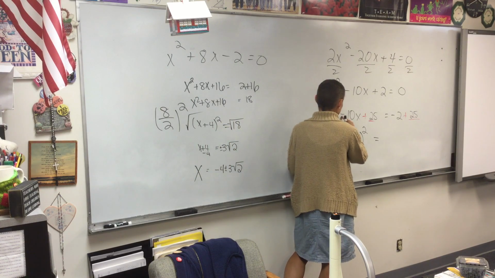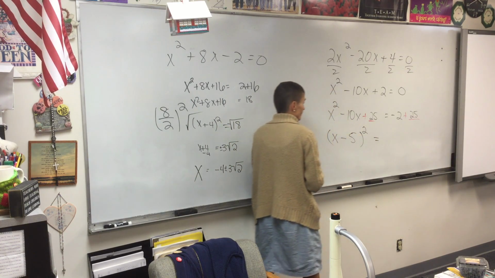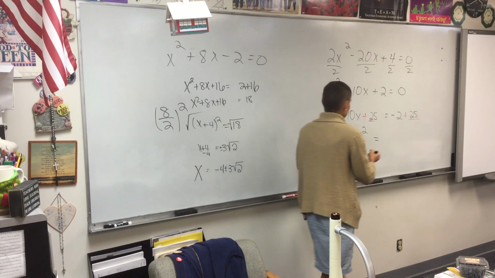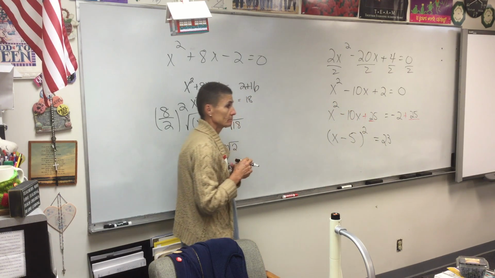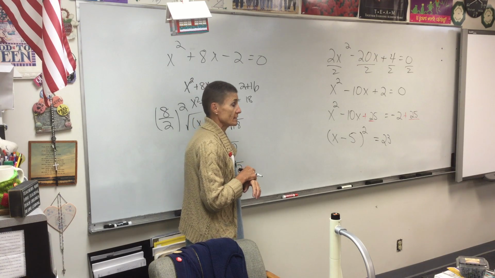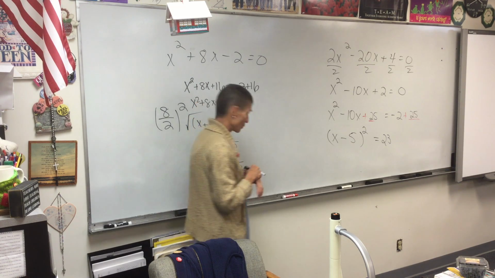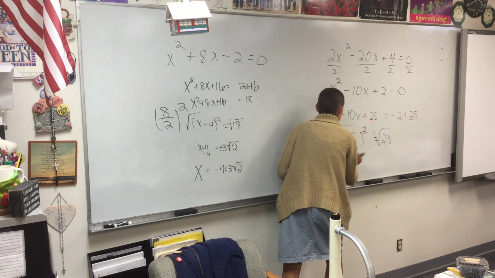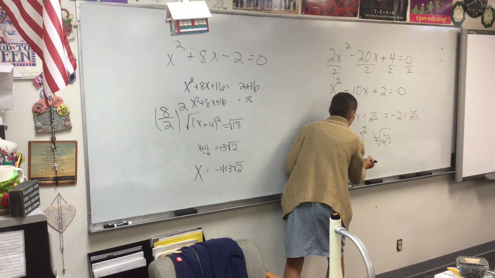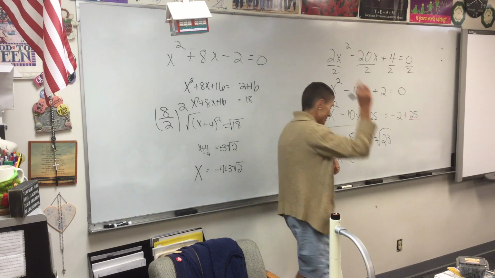X minus 5, and that equals 23. So what's the next step? Square root both sides. These go away. We're left with x minus 5 equals plus or minus.